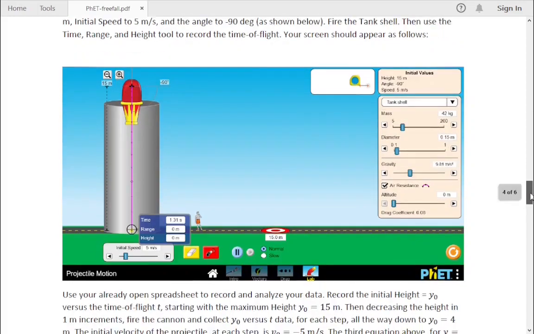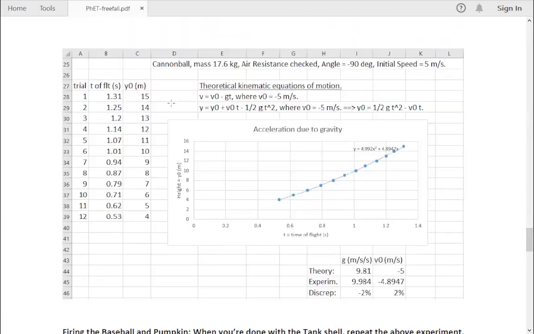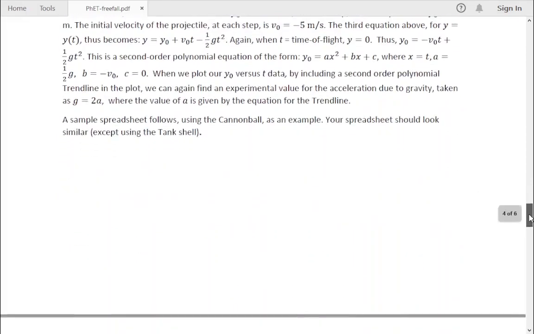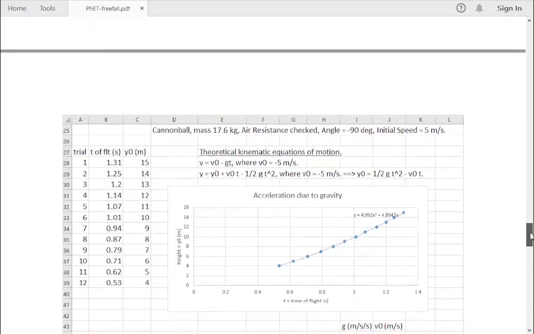We're going to start from our initial height of 15 and then go all the way down to a final height in steps of 1 meter. You take a data point at every 1 meter step down. The last data point you can take is at a height of 4 meters. You can't go any lower than that because you'd have to tilt the cannon to a different angle besides minus 90 to go any lower, because the cannon takes up some space on the vertical. So we get to collect a few less data points in this case.